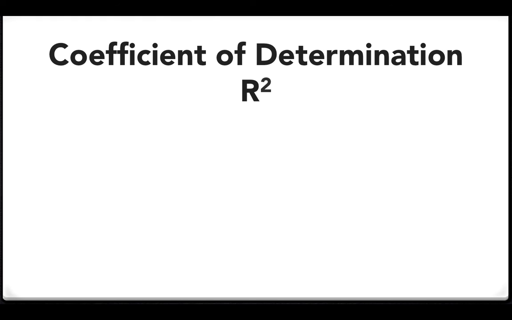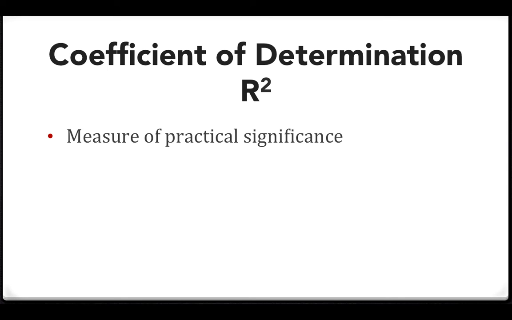This brings us to the last key topic that I'm going to cover, the coefficient of determination, also known as R squared. This is a measure of practical significance. It's a measure of effect size that can be used with correlation or regression. It's literally equal to R squared. When I first started teaching, I used to get a lot of questions about how to compute R squared. You take Pearson's R correlation coefficient and you square it.